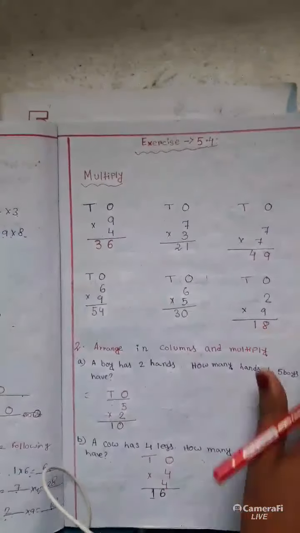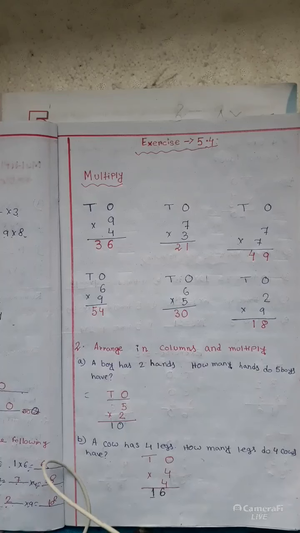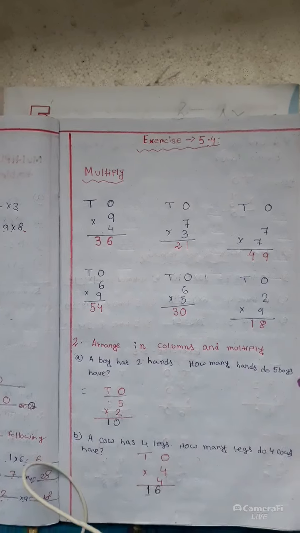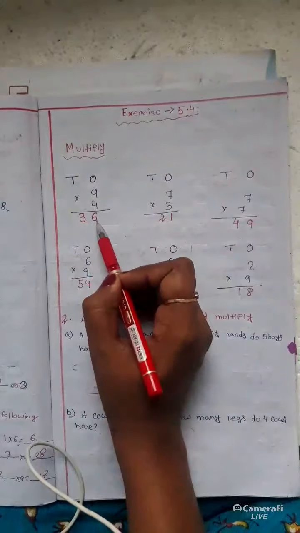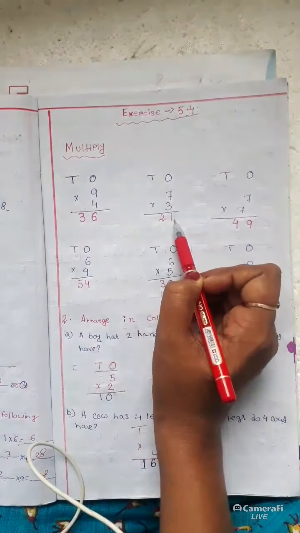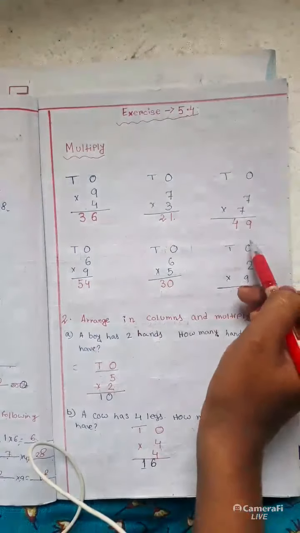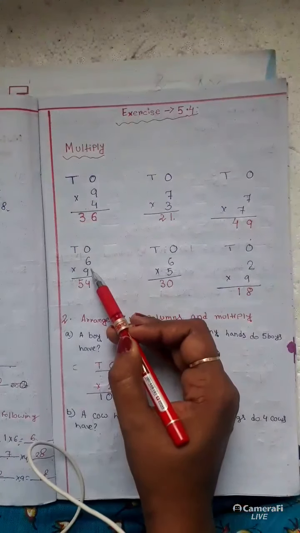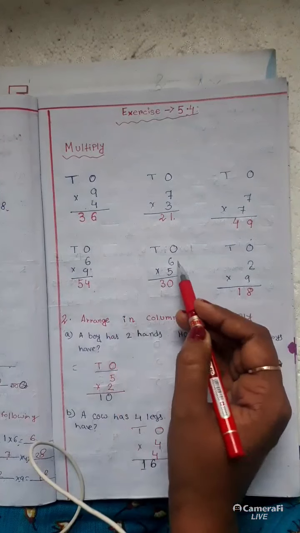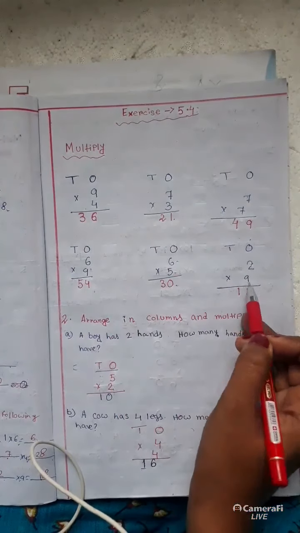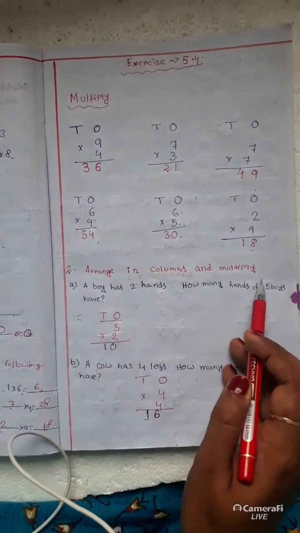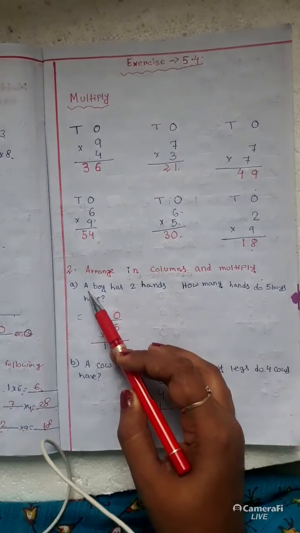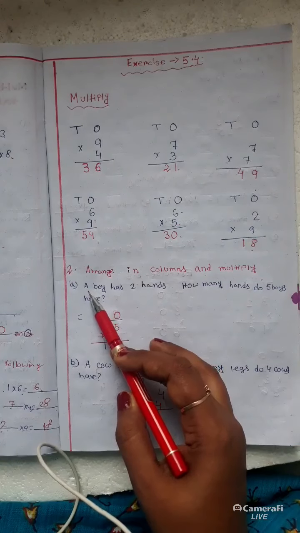Now next one. Now the next one is what? As you can see, multiply. 9 4s are 36. 7 3s are 21. 7 7s are 49. 6 9s are 54. 6 5s are 30. 2 9s are 18. Now arrange in columns and multiply. You can say that this is a type of problem sum.